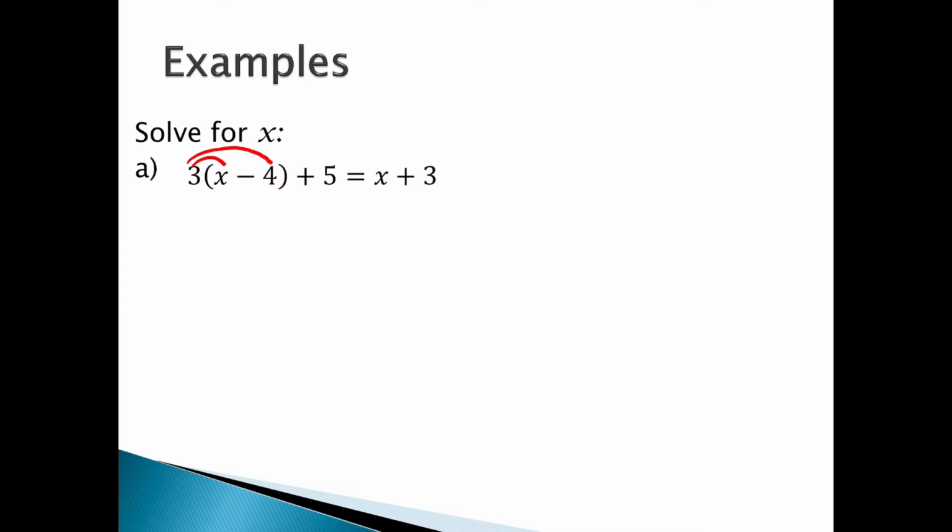So firstly, we're going to go 3 times x, which gives me 3x. Then we're going to distribute that 3 onto the negative 4. Don't forget the sign that's attached to that. So 3 times negative 4 is going to give me negative 12. Plus 5 equal to x plus 3.